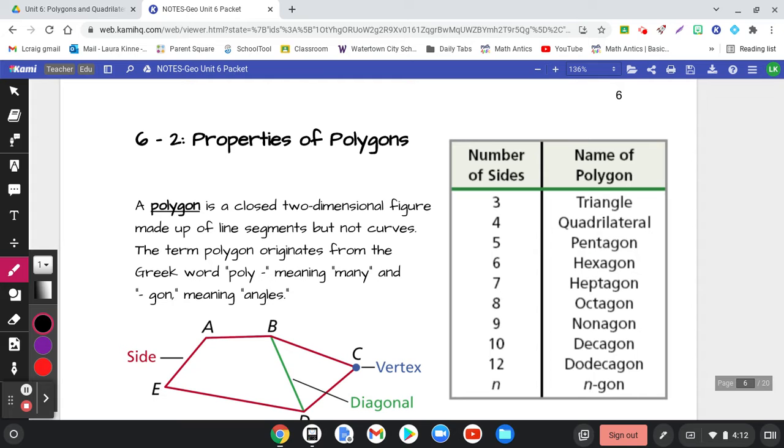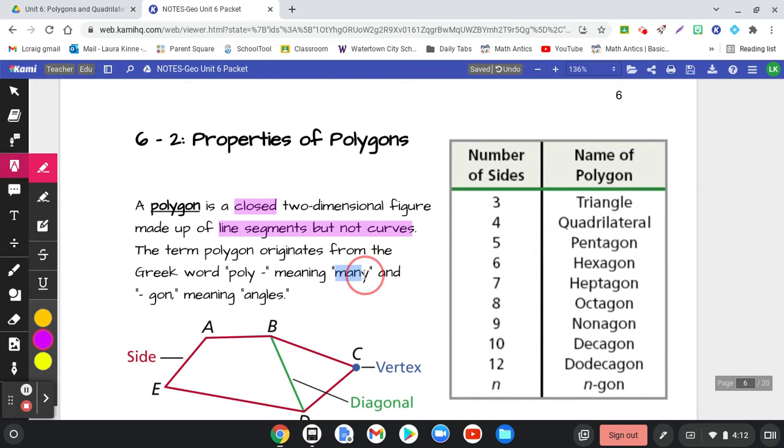It's important that you get these down. We'll talk about a couple terms and then we'll look at some examples. So first of all, a polygon is a closed two-dimensional figure made up of line segments only, but not curves. Enclosed means all the points are connected. The term polygon comes from the Greek word poly, which means many, and gon, which means angles.